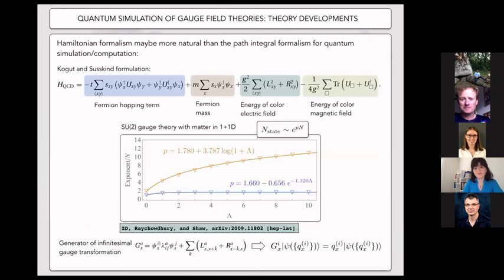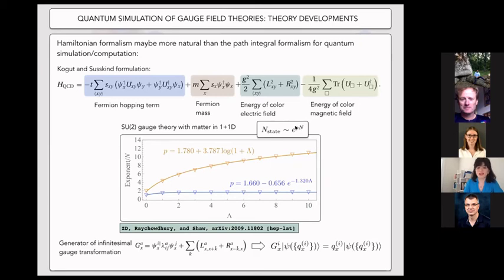And let me give you an example of why this is important. This is for SU(2) gauge theory in 1+1 dimensions. And of course, the size of the Hilbert space would grow exponentially with the number of sites, or the volume of the system, with some coefficient.